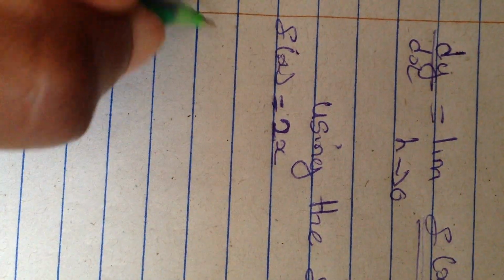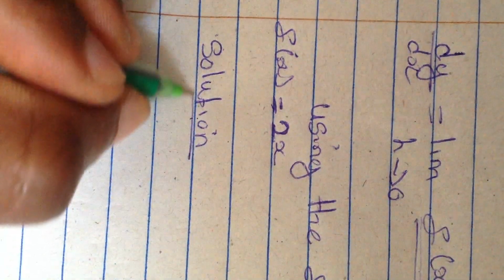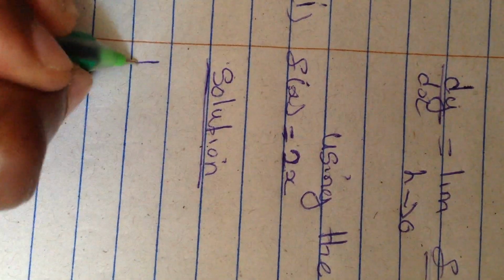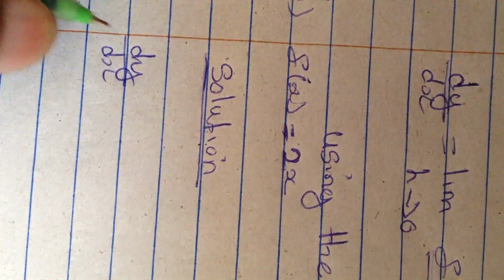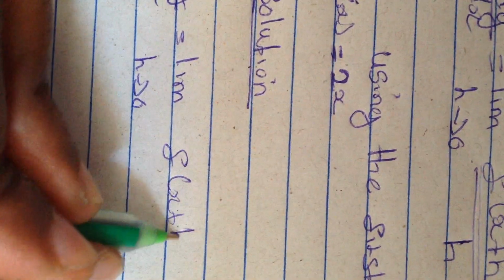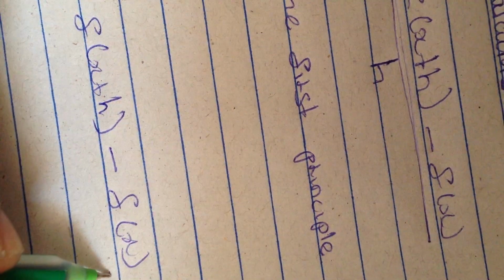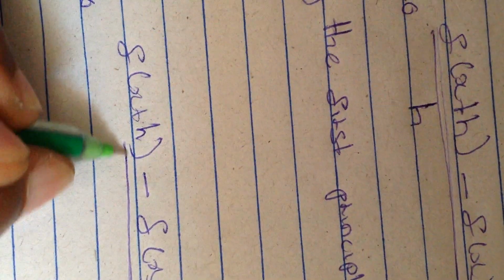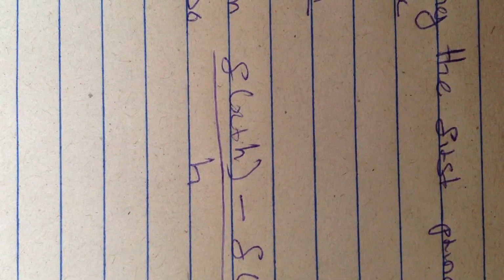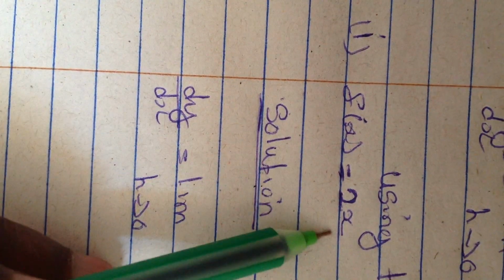So you rewrite your formula here. Solution: you have dy/dx is equal to the limit as h approaches 0 of f(x + h) minus f(x) over h. So the question says, using the first principle, differentiate 2x.